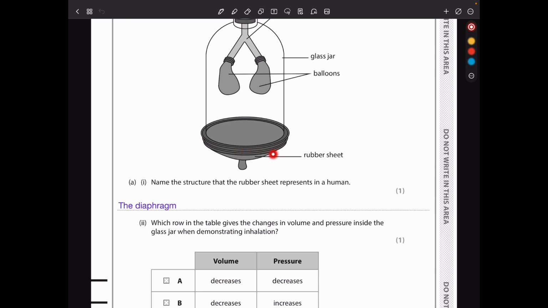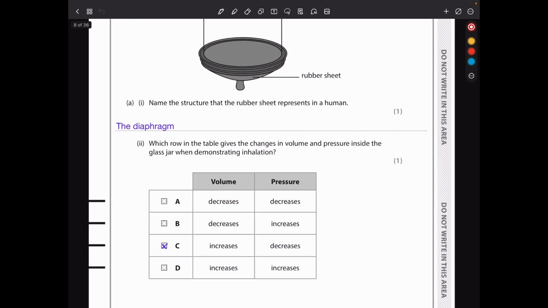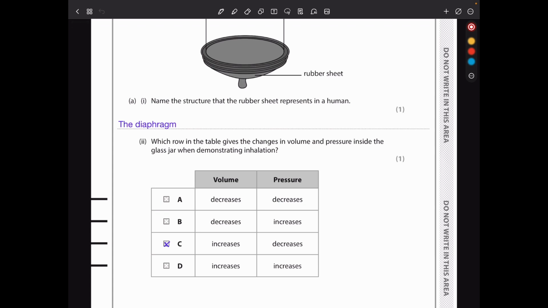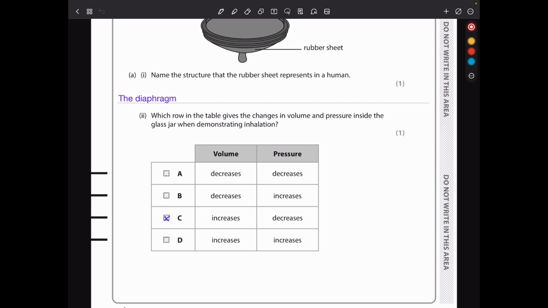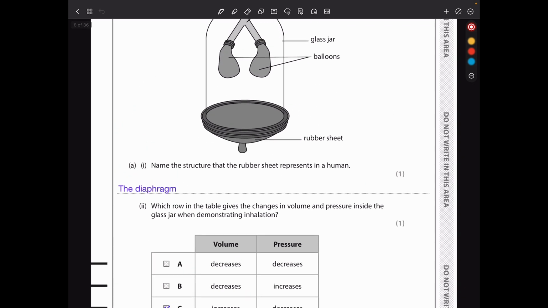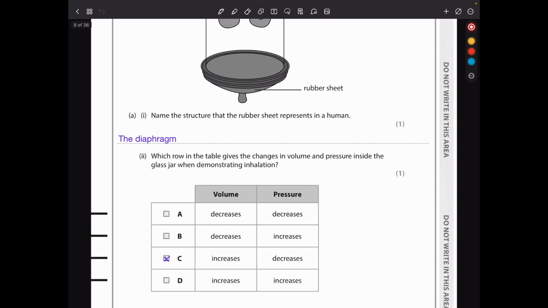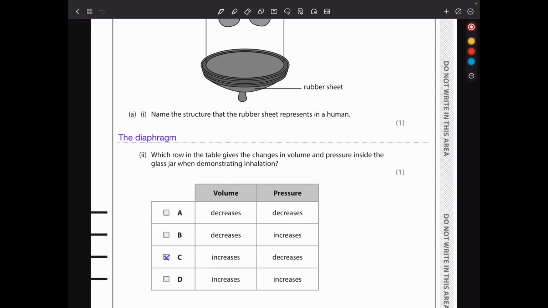This represents the diaphragm. And next they say which row in the table gives the changes in volume and pressure inside the glass jar when demonstrating inhalation. So this should be when inhalation takes place. The volume is going to increase and then the pressure is going to decrease. So the answer should be C.